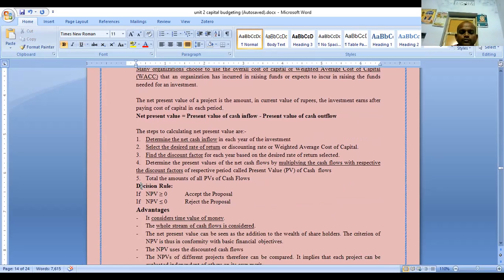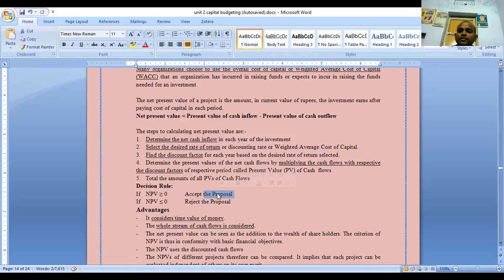So decision rule: if NPV is greater than or equal to 0, accept the proposal. It depends on the proposal. If NPV is less than or equal to 0, then reject the proposal. Less than in the sense outflows are more, inflows are less, so it becomes negative. Positive in the sense inflows are high and outflows are low. So then you can accept the proposal.